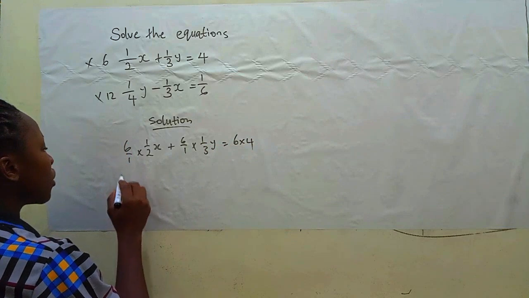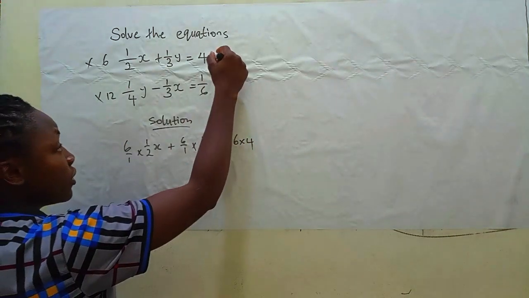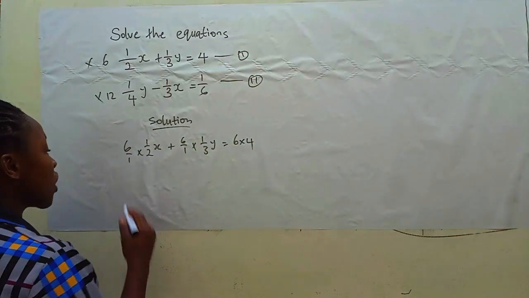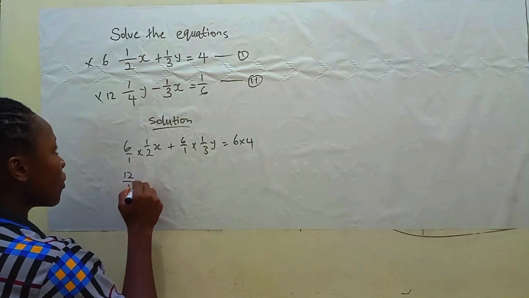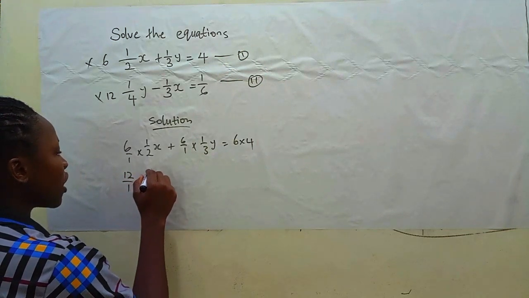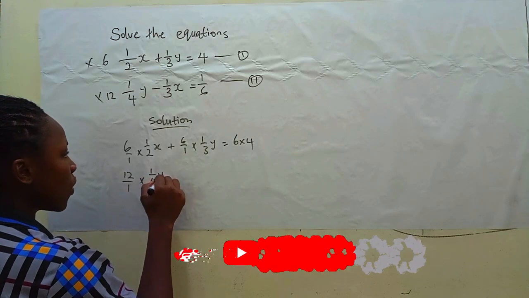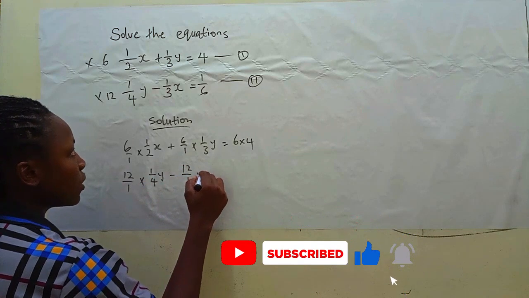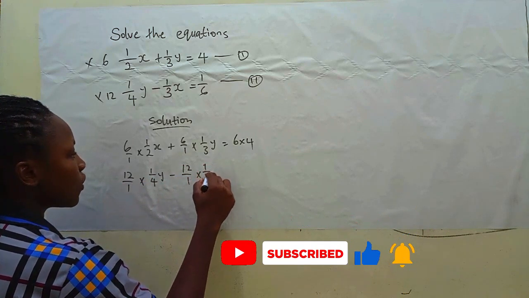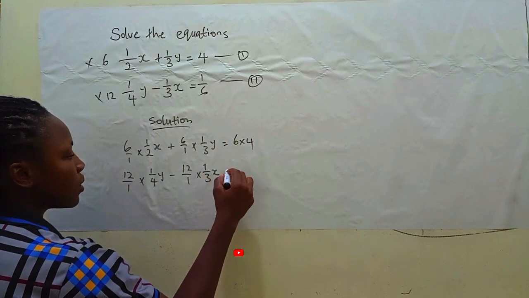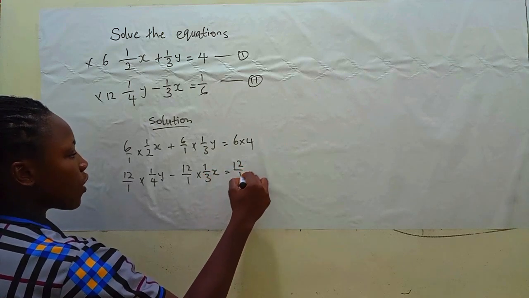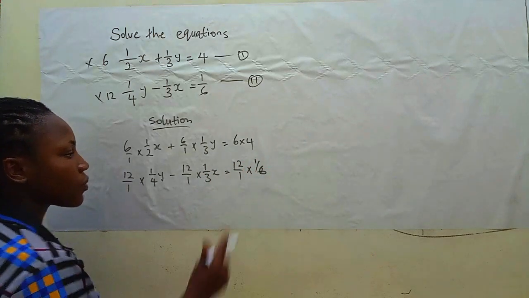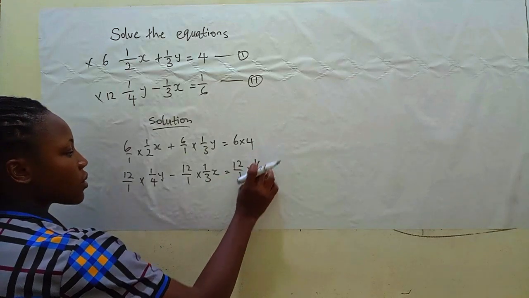For equation 2, remember we name our equations, we are going to have 12 over 1 times 1 over 4 y minus 12 over 1 times 1 over 3 x equals 12 over 1 times 1 over 6.